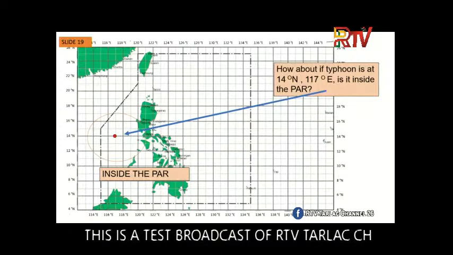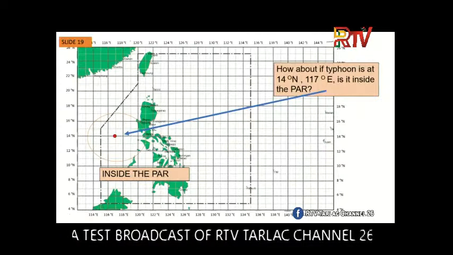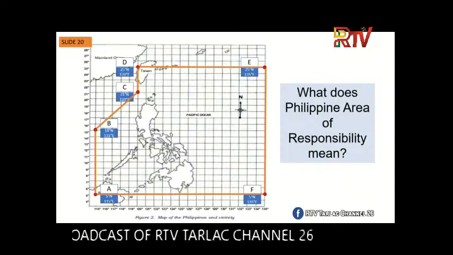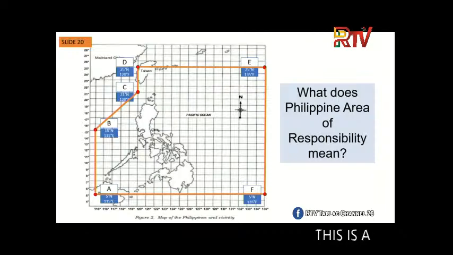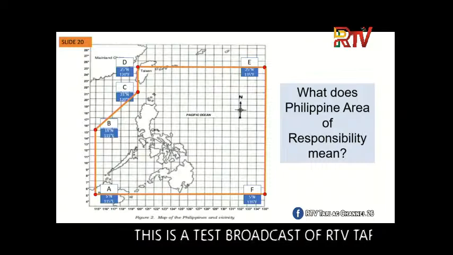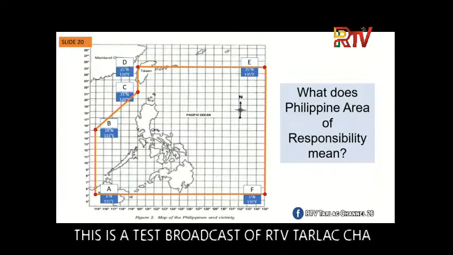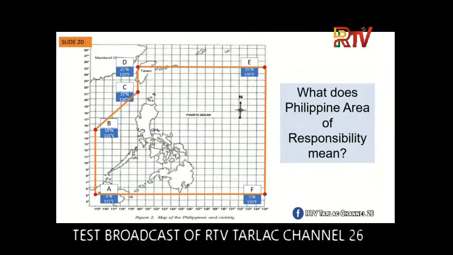Question number 3. What does Philippine Area of Responsibility mean? Very good. PAR is an area in the Northwestern Pacific where PAG-ASA, the Philippines' National Meteorological Agency, monitors weather occurrences that enter or develop in PAR.